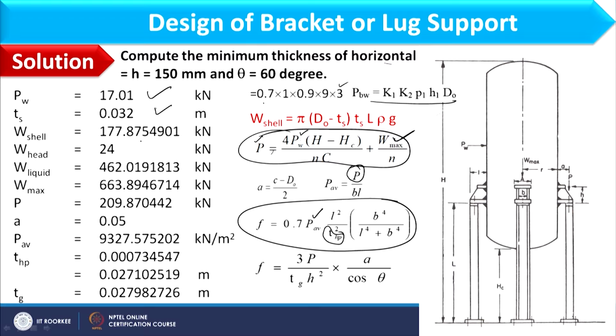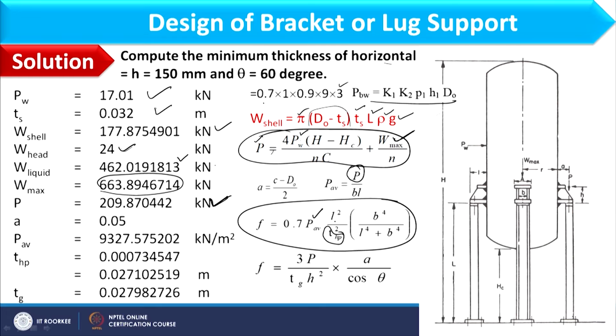Weight of head is 12, because one head includes 12 kilonewton, so it comes accordingly. Weight of liquid, how can I find the weight of liquid? That would be the internal volume of the vessel, that is pi by 4 (dO square minus di square) into L into rho, that is density of liquid, into G. So, considering those parameters, you can calculate the weight of liquid, which comes out as 462.02.